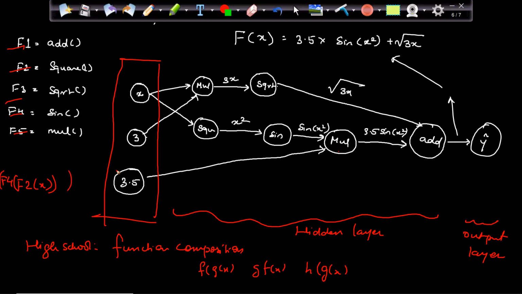On top of that, I am passing one more function, which is nothing but the multiplication function, where 3.5 is an input. So that is what we are doing, function composition. So basically, a multi-layer perceptron is nothing but function composition or a graphical way of representing simple function composition.